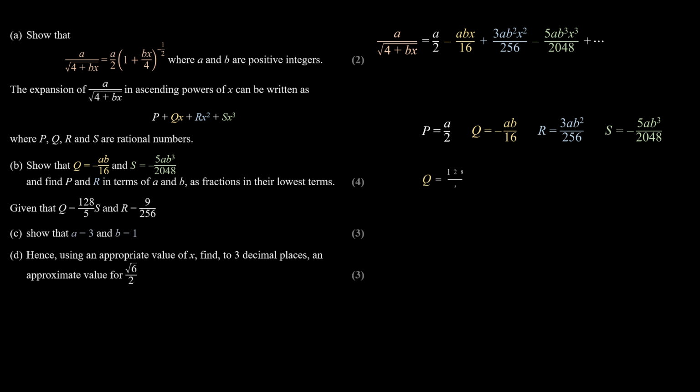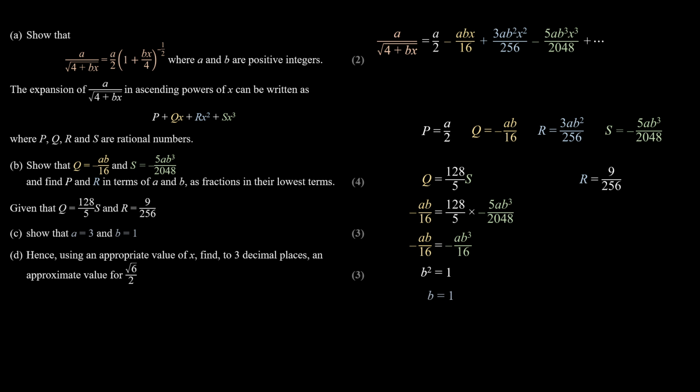Given that q equals 128s over 5 and r equals 9 over 256, we need to calculate the values of a and b. Since q is negative ab over 16 and s is negative 5ab cubed over 2048, simplifying the right-hand side of the equation gives negative ab over 16 equals negative ab cubed over 16. Canceling negative a over 16 from both sides, we find that b squared equals 1. Since a and b are positive integers, b equals 1.